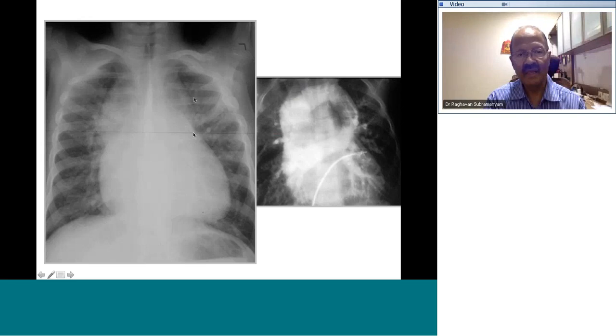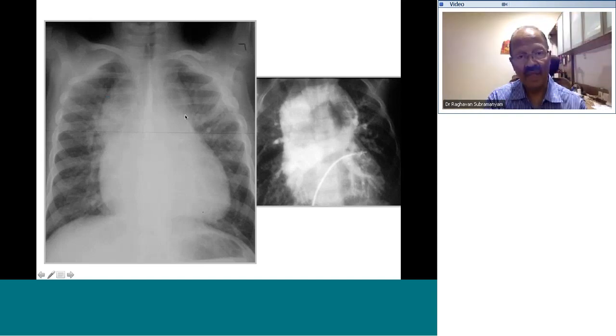Now, this is a typical snowman appearance suggestive of total anomalous pulmonary venous connection to the supracardiac region. It's draining towards the superior vena cava via the anomalous vein. Now, you must know the components of the snowman shadow. The right cardiac border is formed by the dilated right superior vena cava, and the right atrium is dilated because the large pulmonary blood flow comes in through the superior vena cava into the right atrium first. Therefore, a dilated superior vena cava and a dilated right atrium.